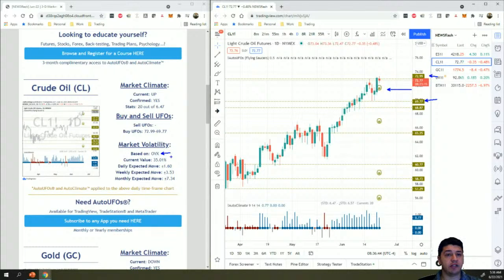Based on the volatility, based on OVX, we are looking at 35.01%. And then $1.60 for the daily move has not happened yet. Crude oil is not open yet, so it's opening in about 20 minutes.